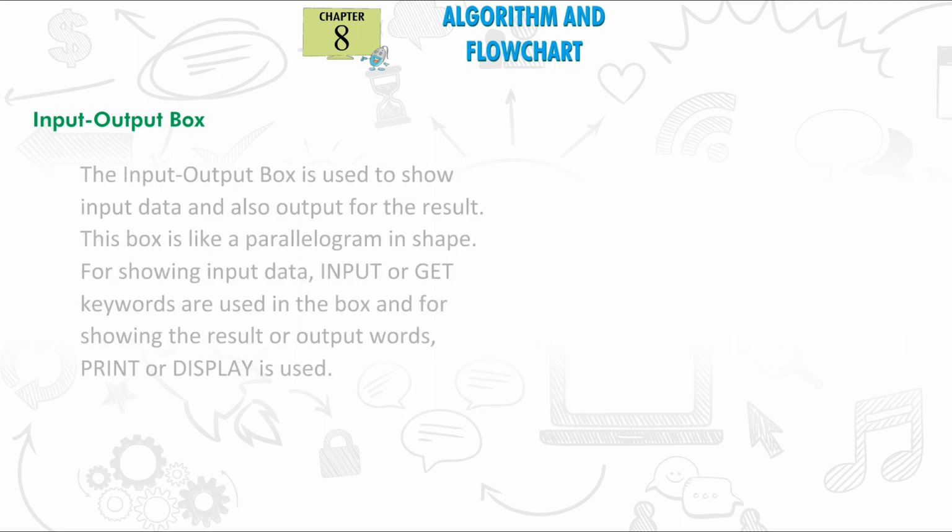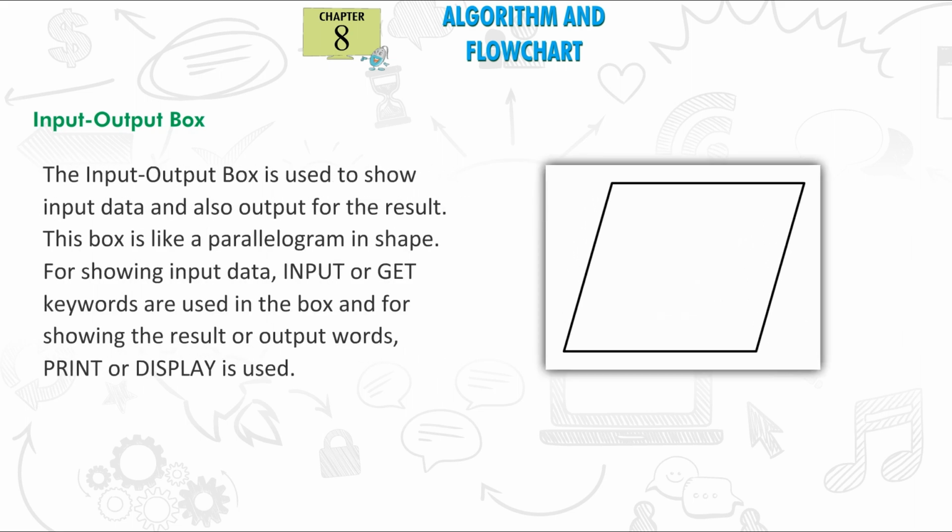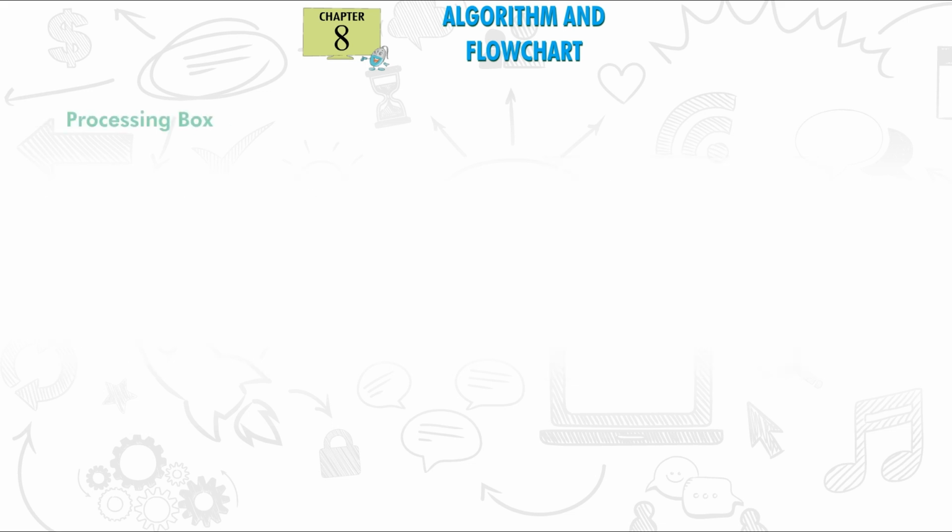Input-output box. The input-output box is used to show input data and also output for the result. This box is like a parallelogram in shape. For showing input data, input or get keywords are used in the box, and for showing the result or output words, print or display is used.